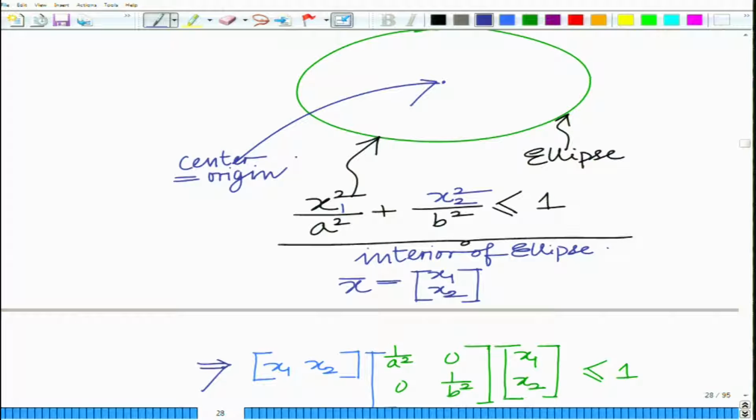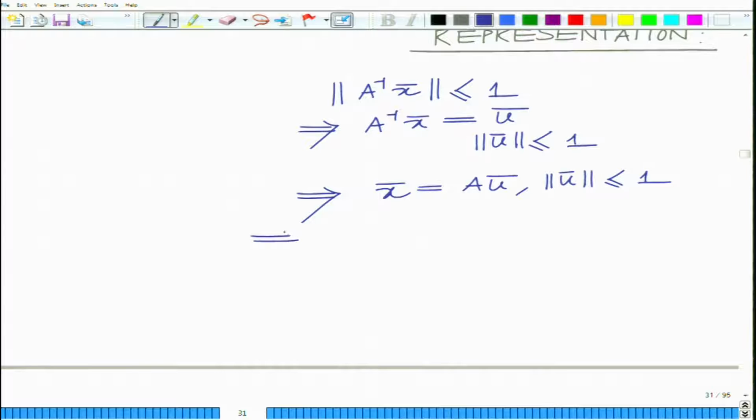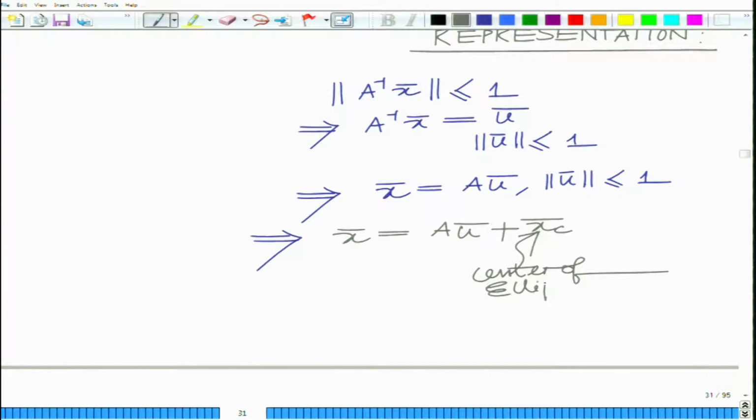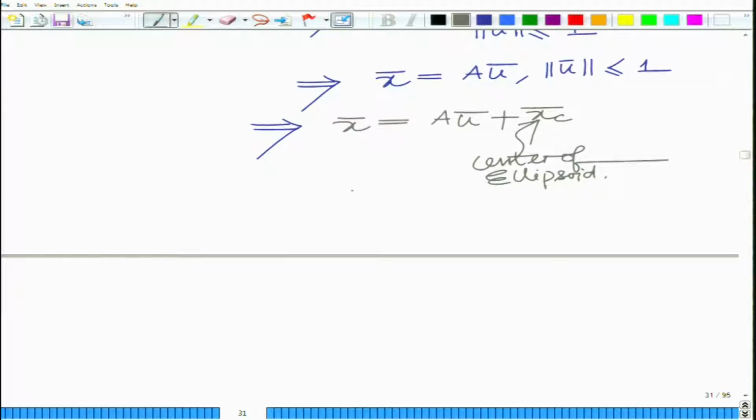Now, if the center is not the origin, then I can simply modify this to include the appropriate center as x bar equals A times u bar plus x bar c. So, this is the center of the ellipse or the ellipsoid. This is the center of the ellipsoidal region.